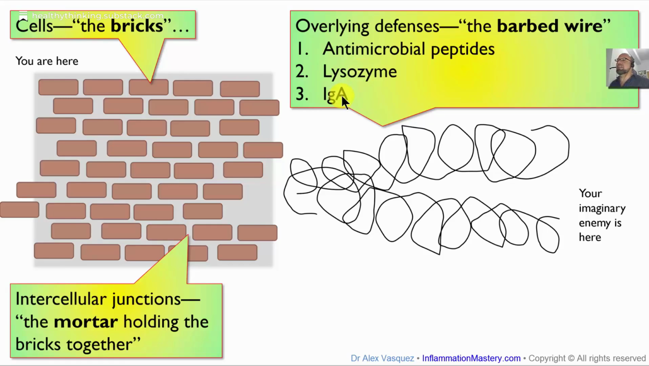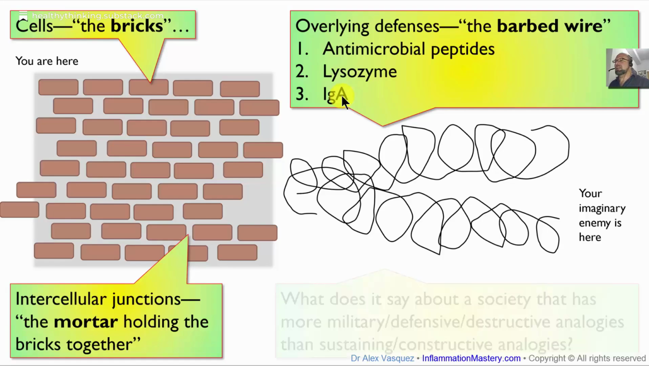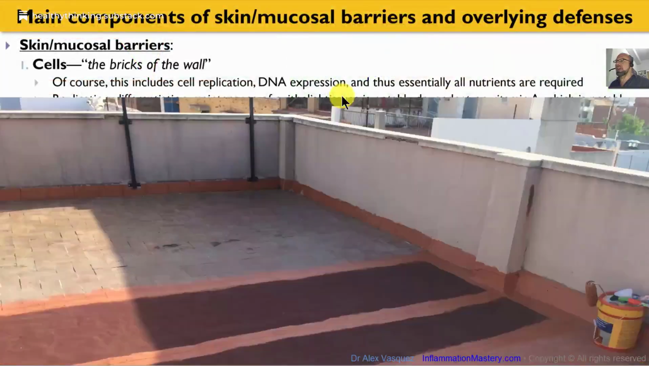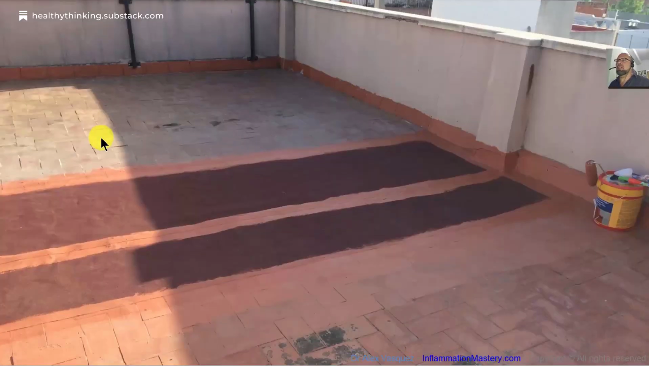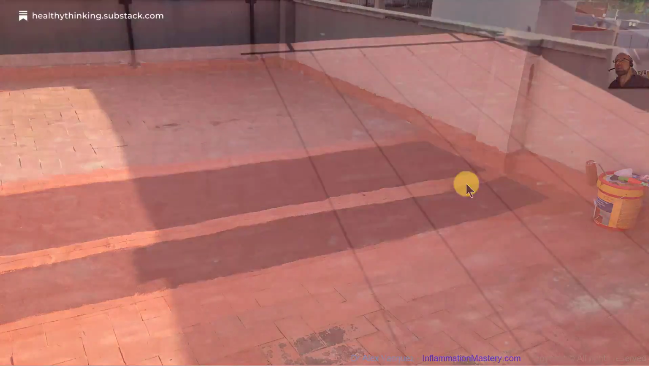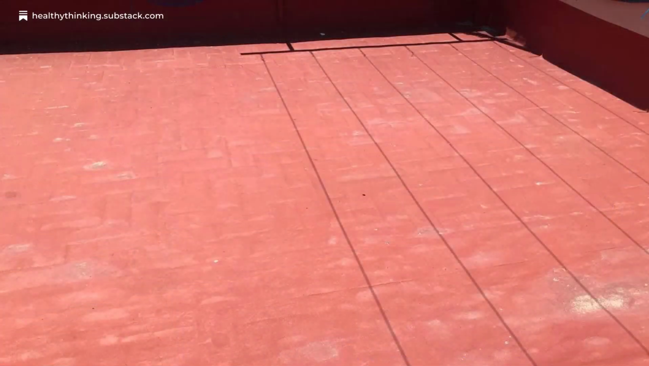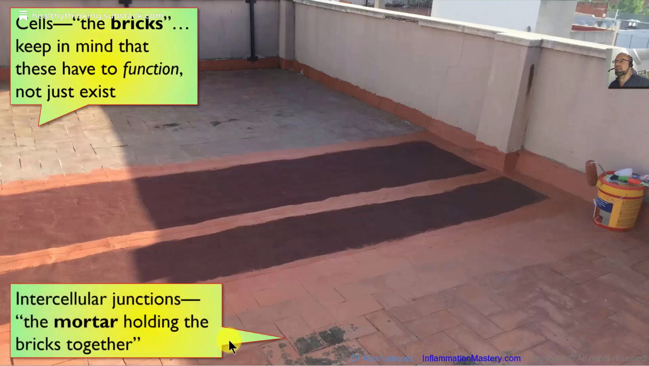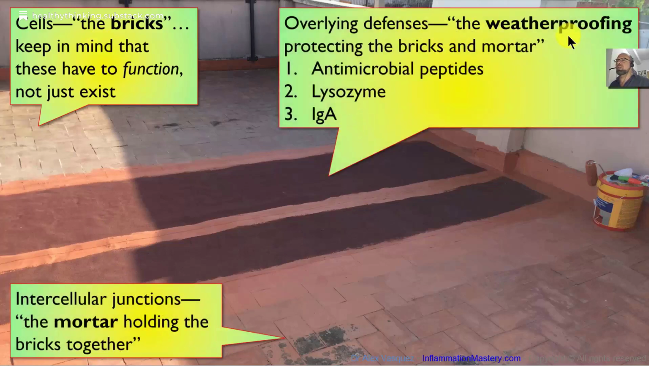So this is obviously kind of a defensive or military analogy, but let's look at one that's maybe a little more benign or actually constructive. So let's look at this roof that I repaired a couple of years ago. This was the first time I ever repaired a roof, so it's not that great of a job, but I actually had to redo it a couple of years later and did a much better job. So again, we have cells, in this case the bricks, we have the mortar holding the cells together, and then we have kind of a waterproofing or weatherproofing on top of that. Here I was using some really bad material that I later had to strip off and replace.